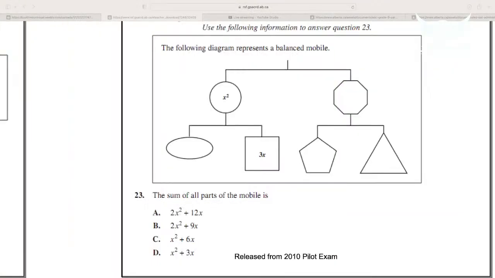So next question. We have a diagram representing a balance mobile, right? So we have x squared. Here we have this balance.